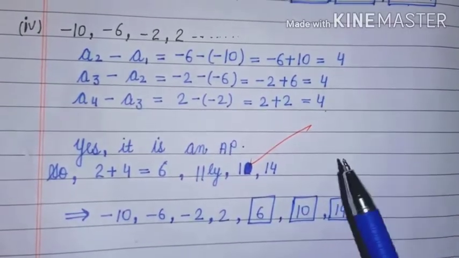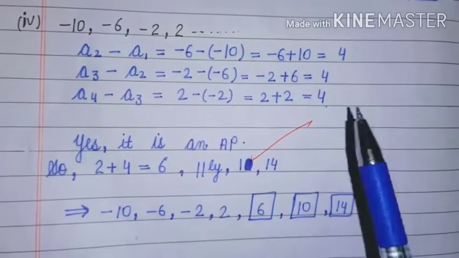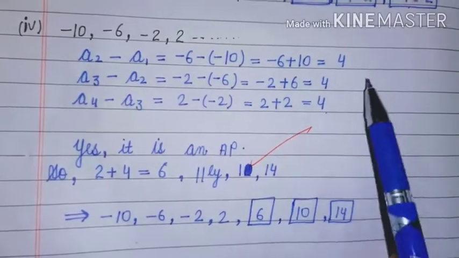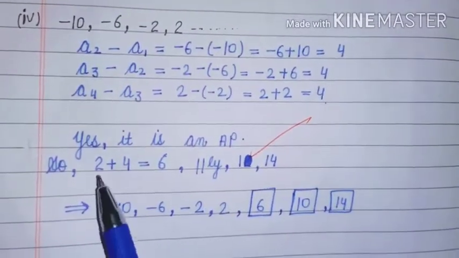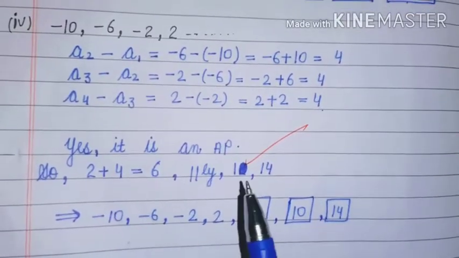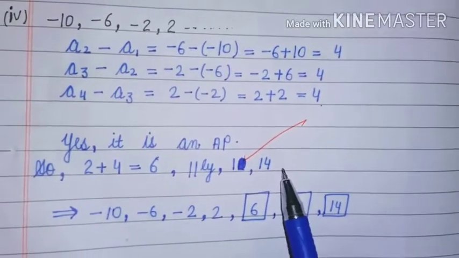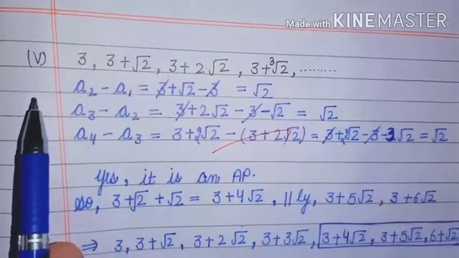And if it is AP, then we can find the next 3 terms. So you know very well, if we add 4 to the last term, or you can say the fourth term, then you will get the next term. So 2 plus 4 is 6, 6 plus 4 is 10 and 10 plus 4 is 14. This is the new AP beta.